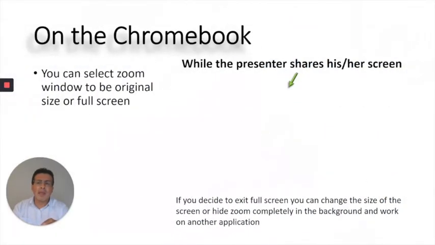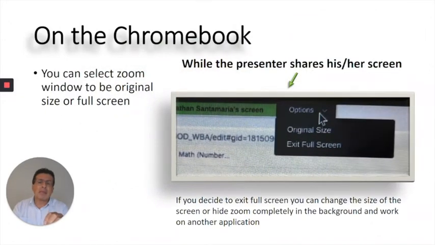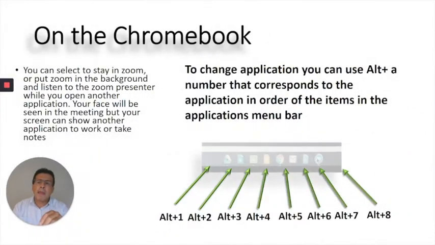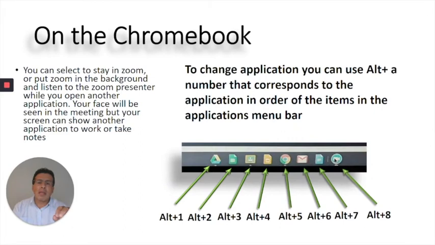Now, there's some options on top of the Zoom screen, and the options are basically original size or exit full screen. Original size is almost full screen, but exit full screen allows you to resize the window and make it small. You can copy from the presenter and write in another document. You can use other applications at the same time that you are using Zoom. So you can change the size of the screen or hide Zoom completely in the background and work on another application.